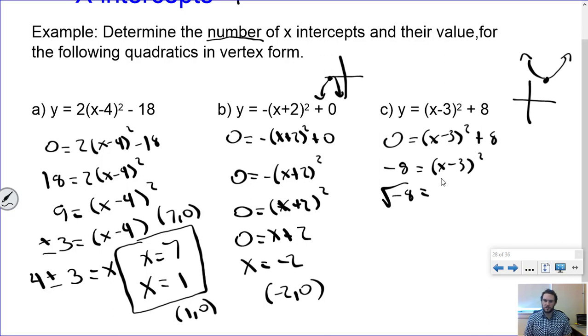Well, what happens when I take the square root of -8? If I plug this into my calculator, it spits out an error. There are no numbers that you could square and get a negative value. No real numbers, that is. So even if I knew what the square root of 8 was, which wouldn't be too challenging to figure out, the fact that this is negative means that it's going to give me an error. So algebraically, because I get an error, I don't have any x-intercepts. No x-intercepts.